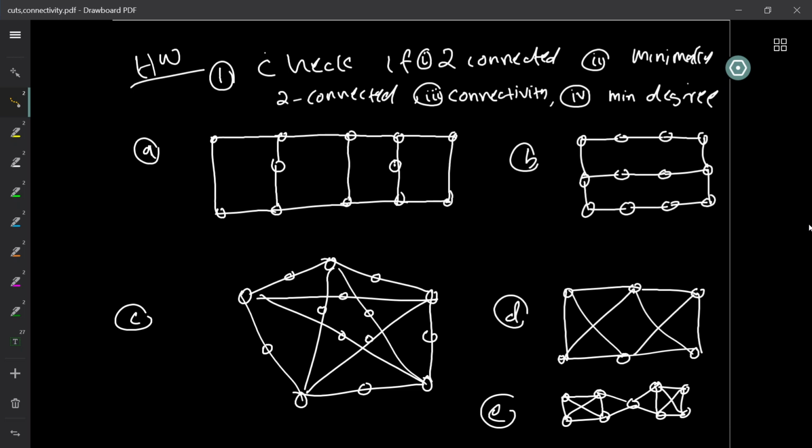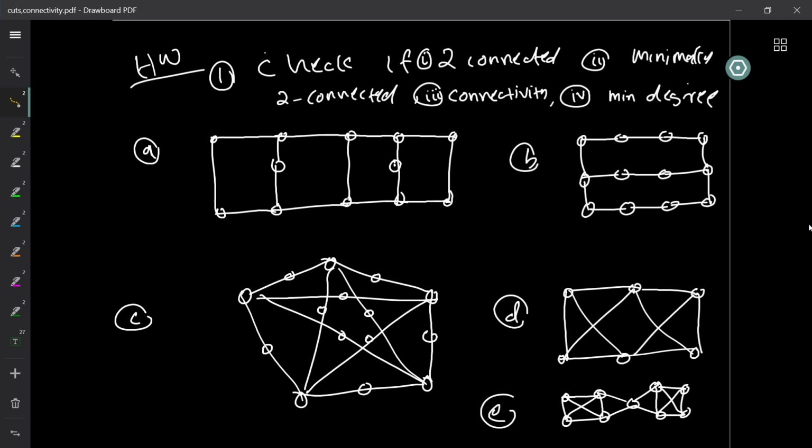More questions? So first of all, for the 5 graphs below which I have given, check first if it is two connected, then verify whether it is minimally two connected. The third one is to find the exact connectivity, and the fourth one is to find the minimum degree.